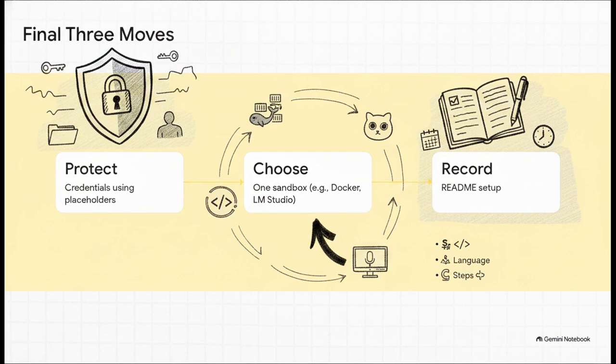Step 5 is absolutely critical. Protect your credentials using placeholders. Step 6, you have to make a choice. Pick just one sandbox. Maybe it's Docker, maybe Codespaces or LM Studio. The whole point is to choose one path you can actually explain rather than just hoarding maximum tooling. And finally, step 7, write down your exact setup steps directly into your README file.